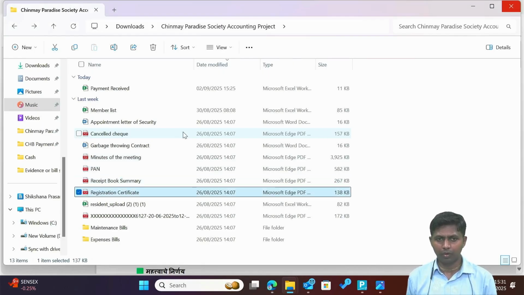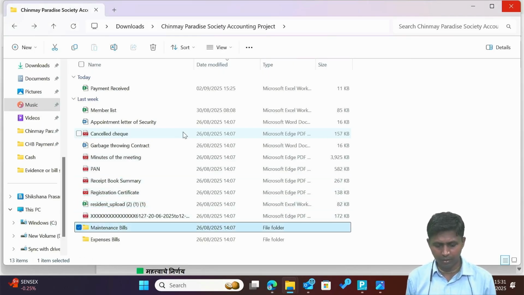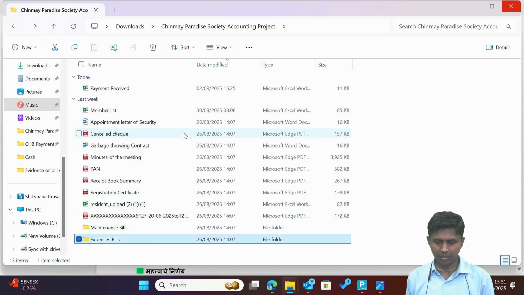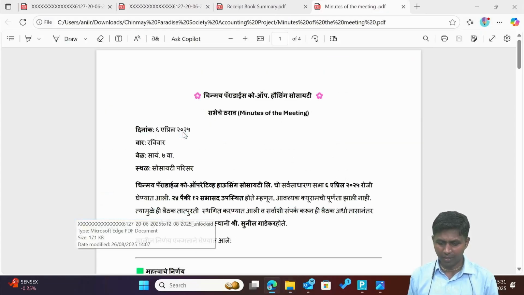From the receipt book, we have already booked the transaction. Then after that, from the registration certificate, we have created a company. Resident upload part is over. Expenses bill and maintenance bill part is also over. Now finally the last thing, that is the bank statement.